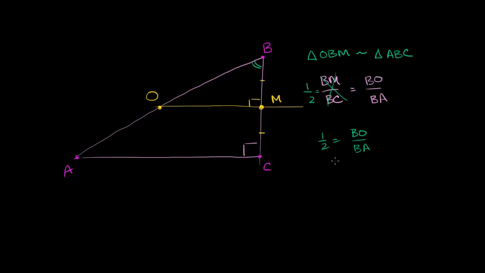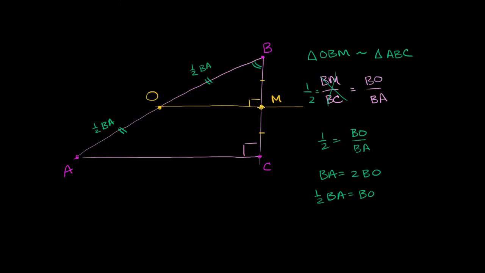And if you cross multiply, there are multiple ways to think about it, you'd say BA is equal to 2BO. Or if you divide both sides by 2, and they're really equivalent statements, 1/2 BA is equal to BO. So BO is 1/2 of BA. And so this other length, AO right over here, is going to be BA minus 1/2 BA. So this is also going to be 1/2 BA. And so this segment, AO, is going to be congruent to OB.